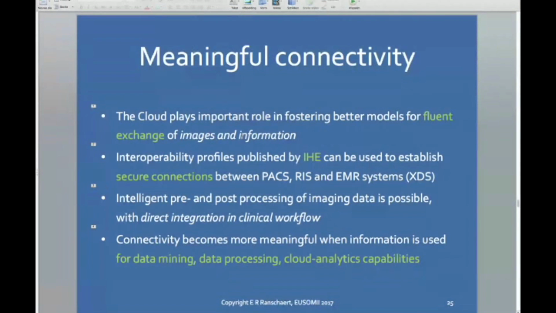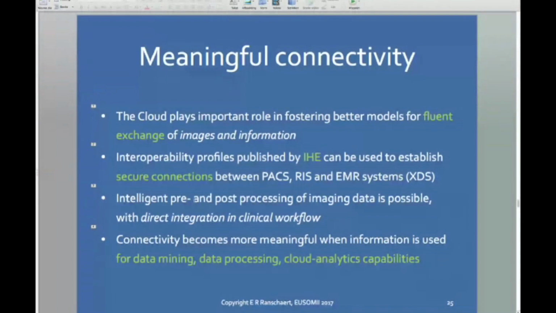We are talking now about meaningful connectivity, and in meaningful connectivity, the cloud can play a role. It plays an important role in fostering better models for fluid exchange of images and medical information. The interoperability between all these systems can be guaranteed by using IHE profiles that are publicly available and that should be used to secure connections between the different systems like PACS, RIS, and the electronic patient records. For example, XDS is an example of such a profile that can be used for data and image exchange.